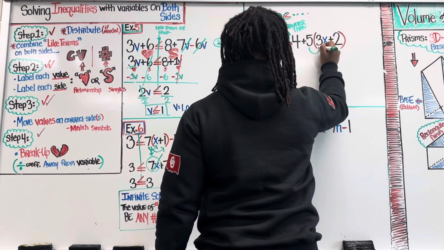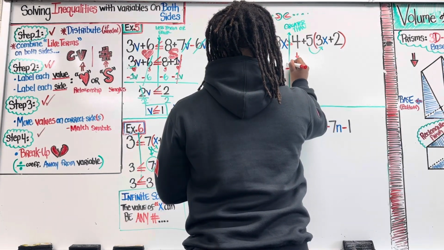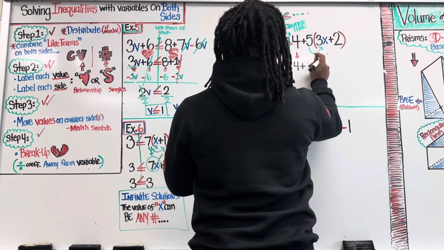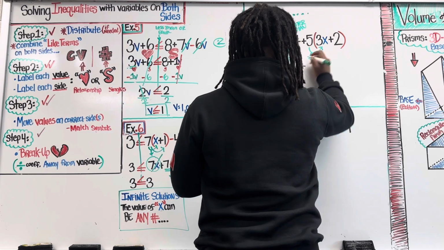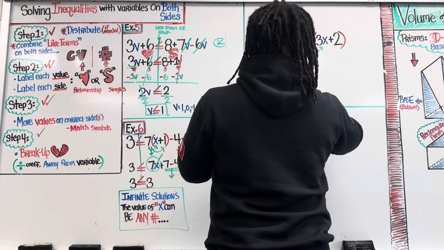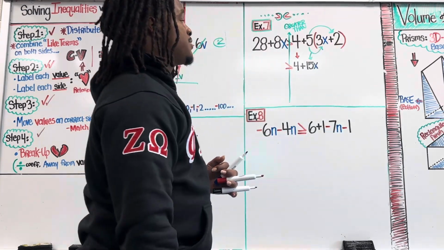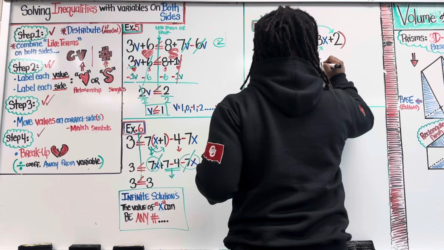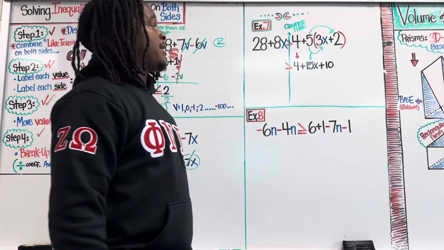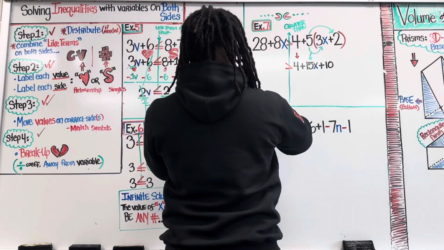I have 5 times 3x, which is 15x. I'm going to start rewriting everything. I still have that 4 in the front, so I put 4 plus 15x, and then 5 times 2 is 10. So now the right side reads 4 plus 15x plus 10. If you're doing this problem with me, that's what you should have. On the left side, everything else comes down the same.